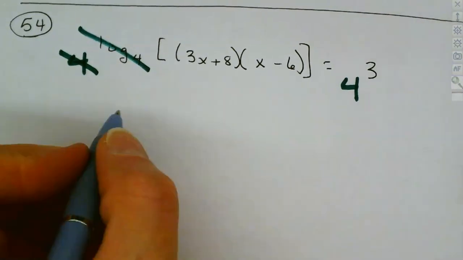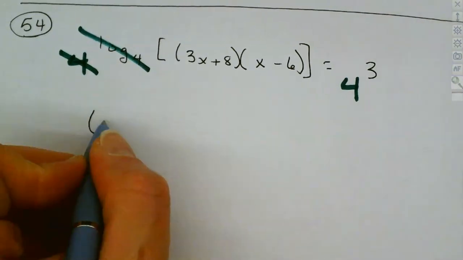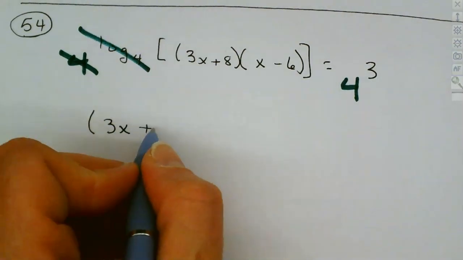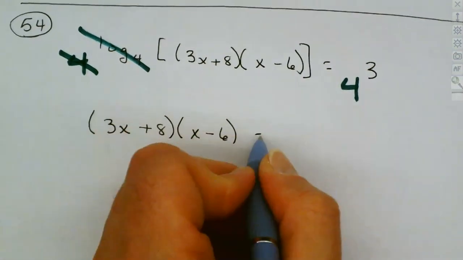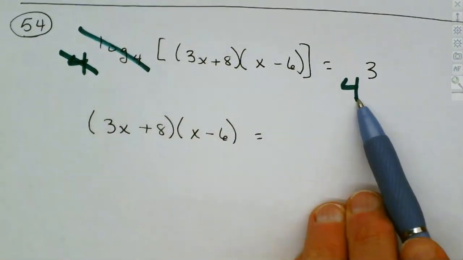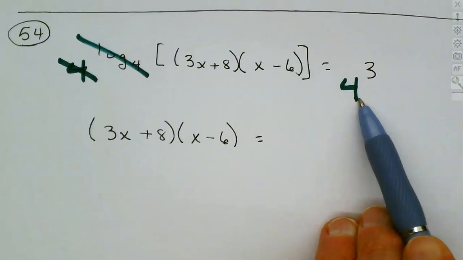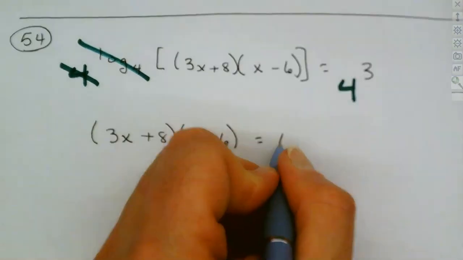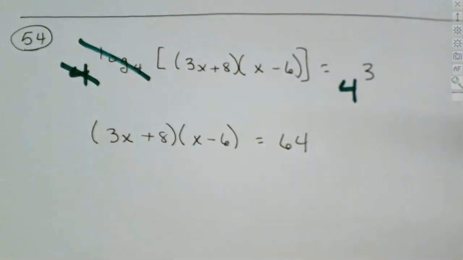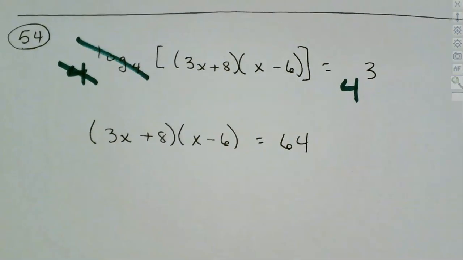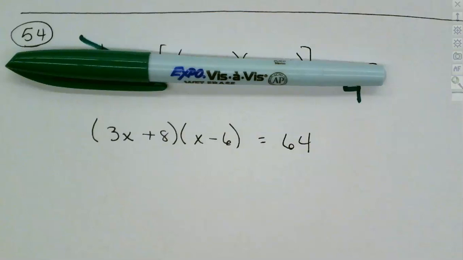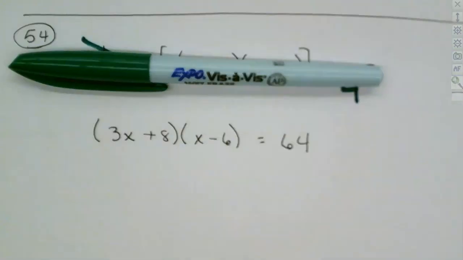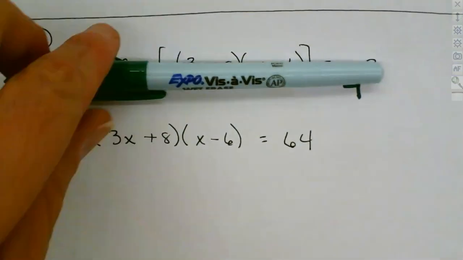So the left-hand side comes down to now be 3x plus 8 times x minus 6 equals, now what is 4 cubed? Okay, 4 squared is 16, right? So 4 cubed would be 64. Now let's see if we can remember how to solve it from here. What do we need to do? What is my next step here? Don't even worry about this logarithm. How would you solve this?